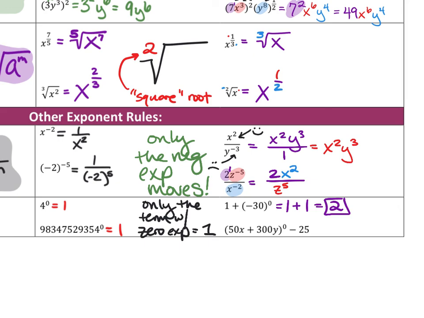Which means if we look at the bottom example, it says 50x plus 300y to the 0 power minus 25. The whole thing is not equal to 1. But this first term right here, all of that is equal to 1. So really, this expression is just like saying 1 minus 25. And 1 minus 25 very easily is negative 24.